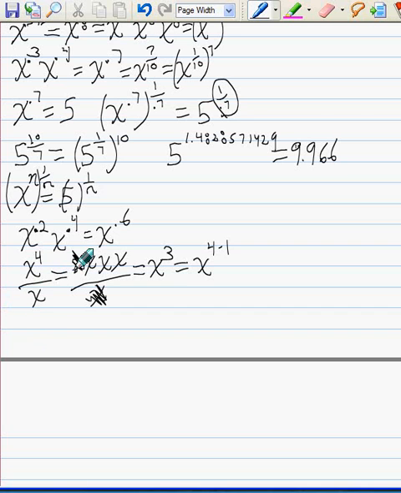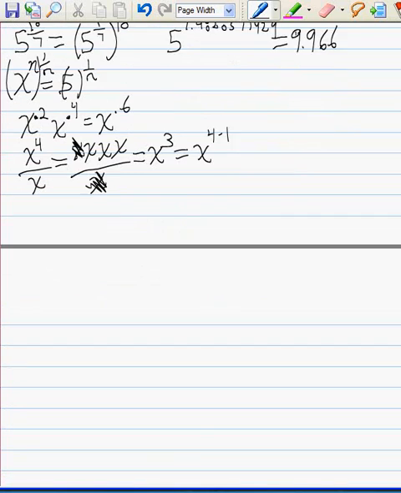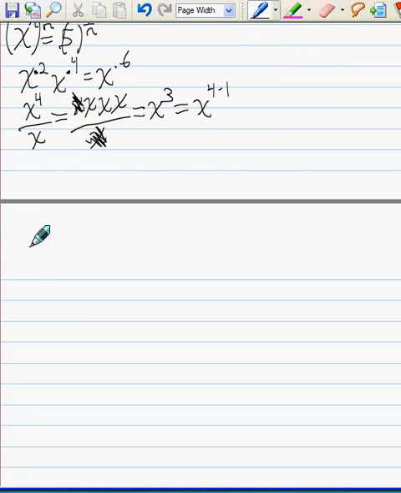Now, the same exact principle works if we have decimal exponents. So let me move down to a new page here. If we had a situation where we had x to the 0.4 divided by x to the 0.1, it's exactly the same. We subtract those exponents and we're going to get x to the 0.3. And we already know how to handle that.